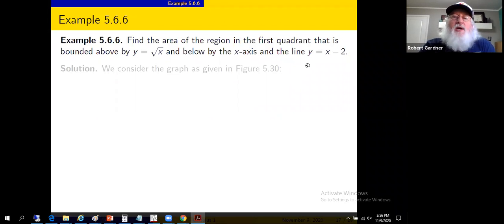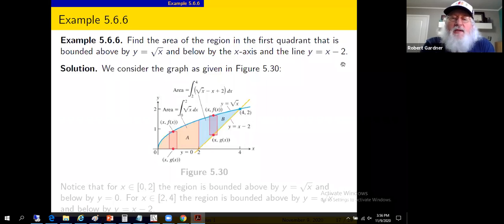Okay, same kind of question, except they didn't give you a picture this time. Maybe there is a picture in the book. This is an example from the book. So as a worked example, they do give a picture. Find the area of the region in the first quadrant that is bounded above by the square root function and bounded below by the x-axis and the line y equals x minus 2. Good thing they gave us a picture.